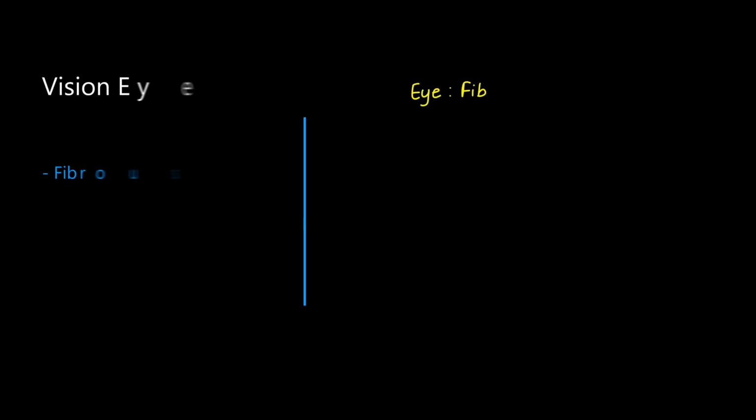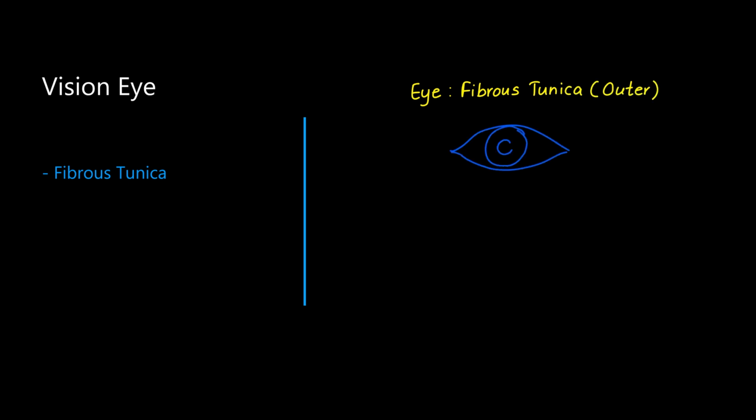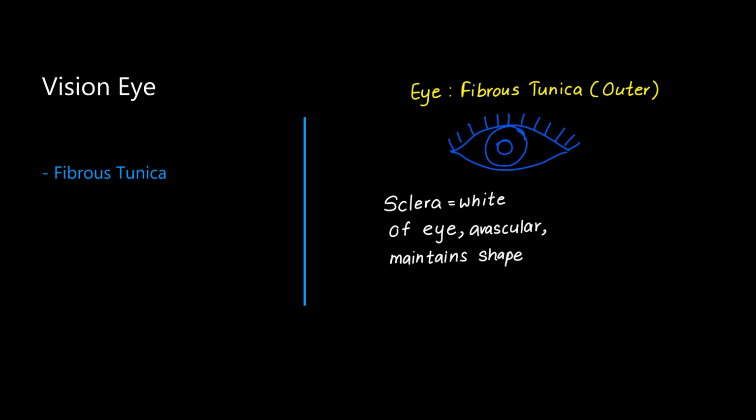Now we are moving into the special senses, starting with vision. The eye wall has 3 layers called tunicae. The outer fibrous tunica includes the sclera, the white of the eye, and the cornea, the clear dome that refracts light.